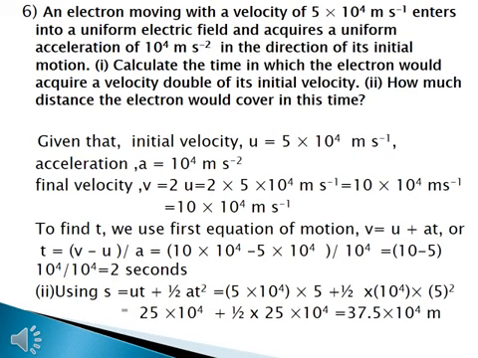And second, we know the second equation of motion, s is equal to ut plus half at square. We calculate the distance covered by the electron in this time. Substituting these values of u, t and a, we get 37.5 into 10 raised to 4 meter. It is the distance covered by the electron in this time.